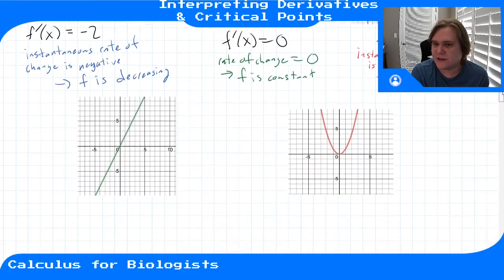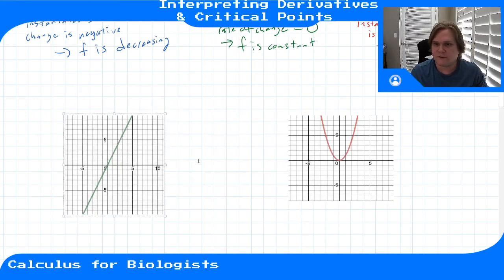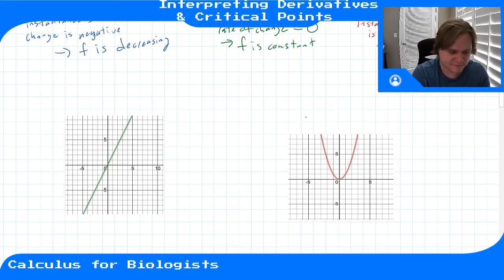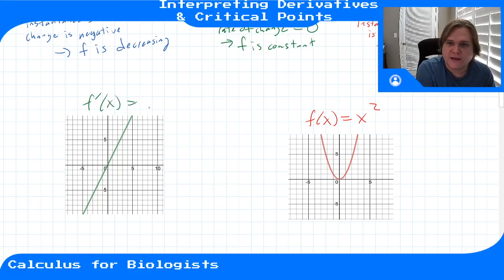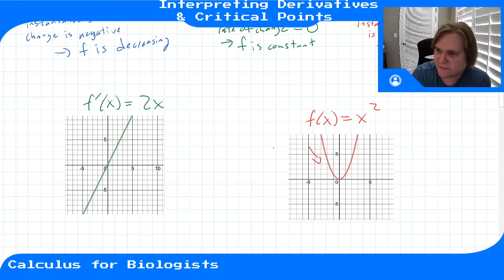But maybe a more complicated function, like this one here, will be our f of x now. This function is f of x equals x squared. And in the previous video we showed that its derivative, f prime of x, is equal to 2x. Looking at the graph of this function, on the left, f is decreasing. On the right, f is increasing. And exactly at zero, it's neither increasing nor decreasing. It's constant.